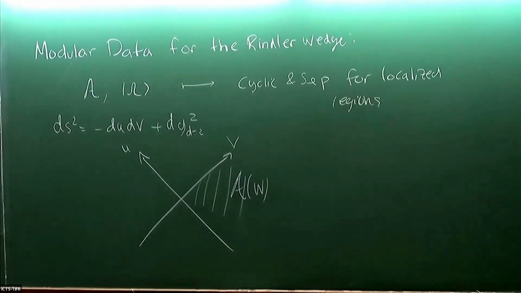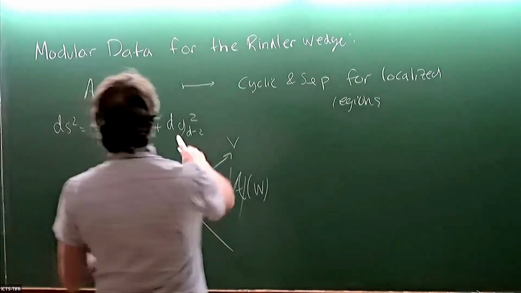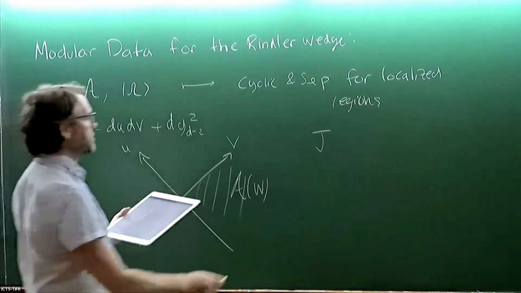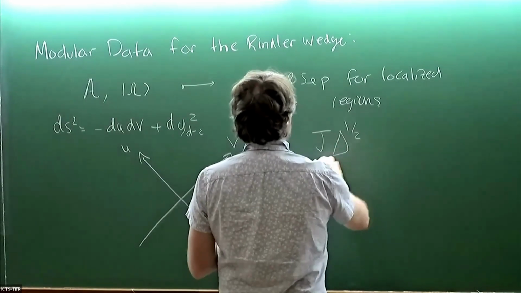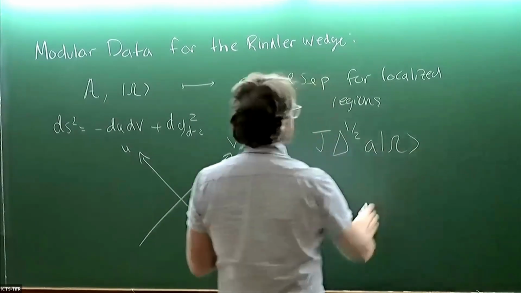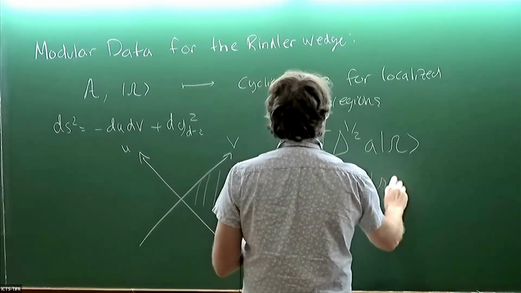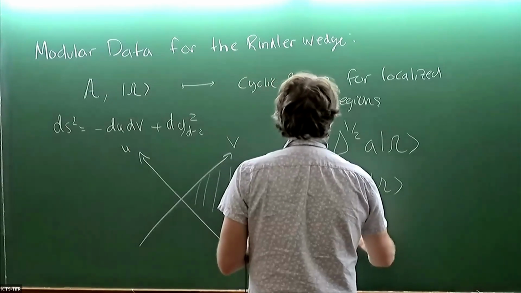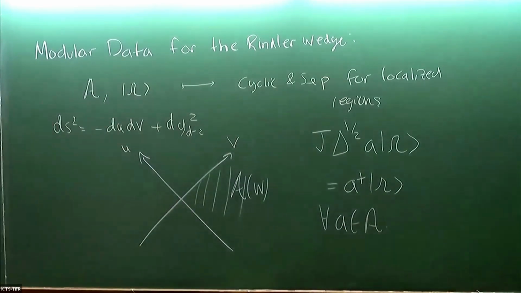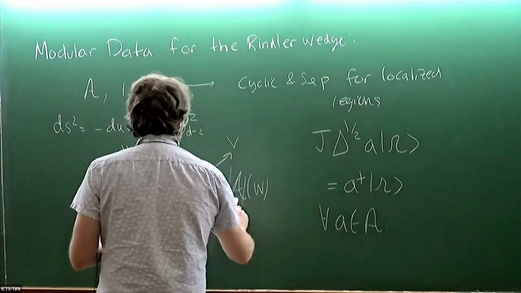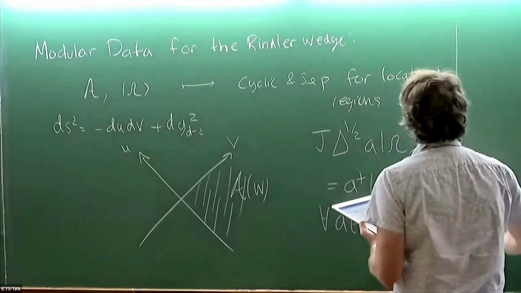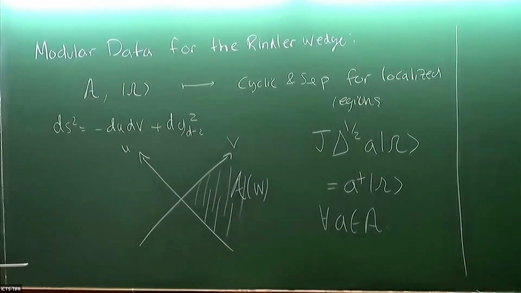And so our goal is to find the modular operators. The modular operators were defined as follows: J delta to the 1/2 acting on the vacuum gives back a dagger of that operator, and this is for all elements in the algebra. I'm not actually going to prove this. It takes a little bit of time, and we don't really have time. I'm just going to give you some indication why it's true. In particular, I'm just going to tell you what the answer is, and then we'll check.